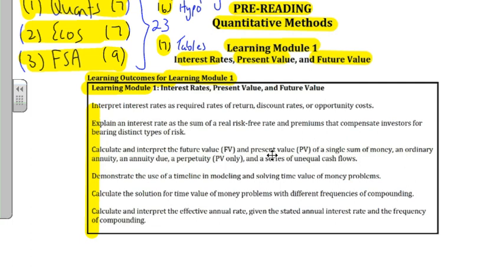Let's have a look. Calculate and interpret the future values. Well, hopefully we know how to do that now. Present values of a single sum of money. Annuities due, present value, series of unequal cash flows. Everybody comfortable with that? By the time you've finished all of that, hopefully everybody is familiar with how to do that, and it's a little bit easier for you. But always do come back to the beginning and make sure that you are able to do that.